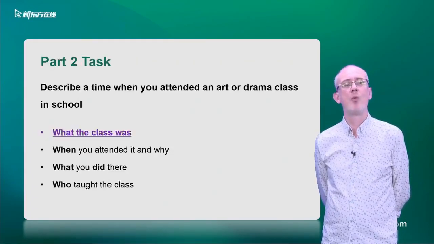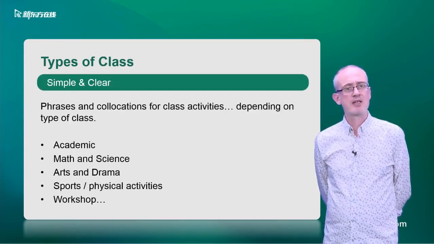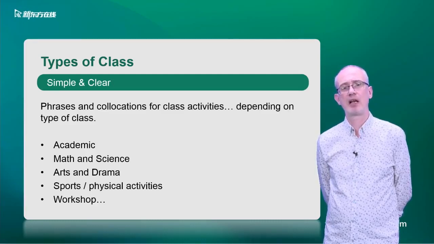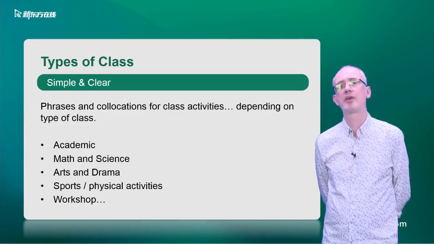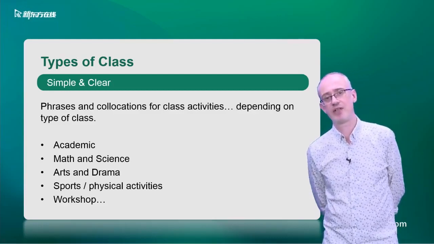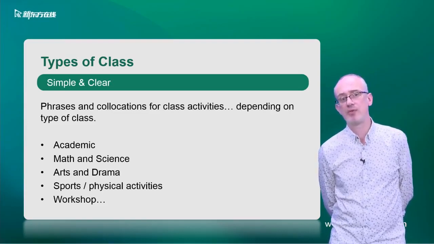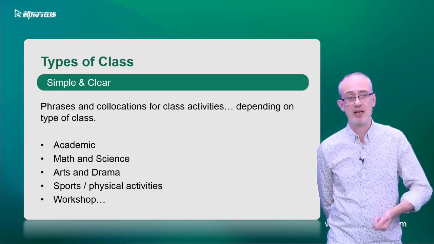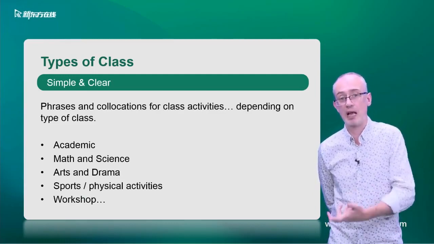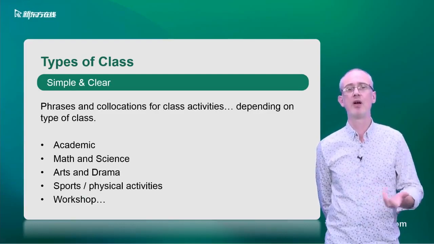So, part 2, what the class was. Let's break it down. Types of class. Simple and clear. So, when you're asked about a class, you might want to say what the type of class was. Phrases and collocations for class activities are quite common, but make sure you get them right. They depend on the type of class. An academic class, a math and science lesson, an arts and drama lesson or class or workshop, a sports or physical activities lesson, a workshop.